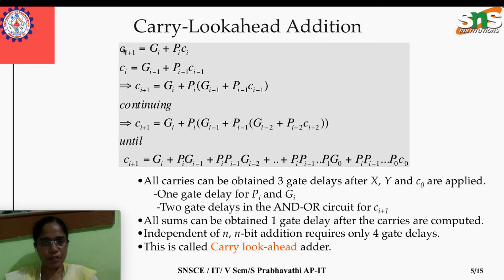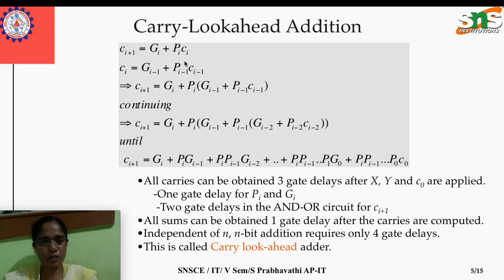This is the equation we have seen for ci plus 1, the carry for the next full adder, which depends on xi yi plus xi ci plus yi ci. That is rewritten like this. Here we are generating this ci. In this ci plus 1 stage, ci is nothing but gi minus 1 plus pi minus 1 ci minus 1, is it not? So ci plus 1 is this equation, and ci is nothing but the previous carry, is it not?